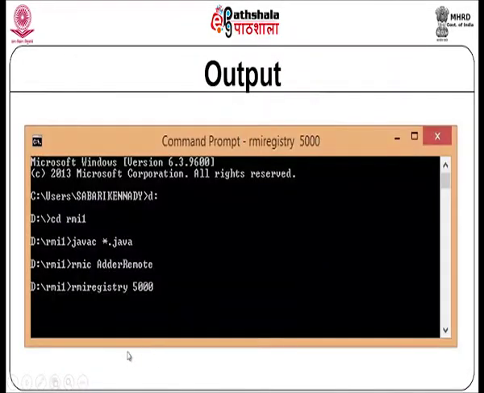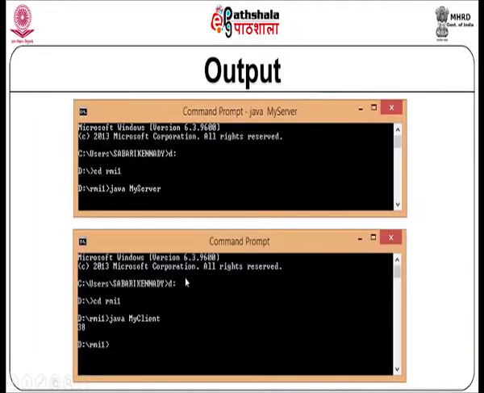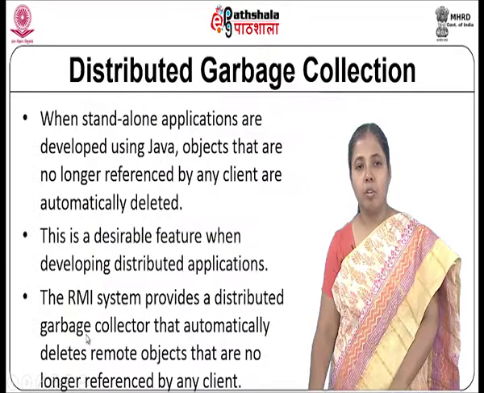So, here we can see that we start the RMI registry running on port number 5000. We compile with the RMIC compiler, that would generate a stub and a skeleton. Now, we have to start the server, and start the client. We can see the client gets connected to the server and the result is displayed here.